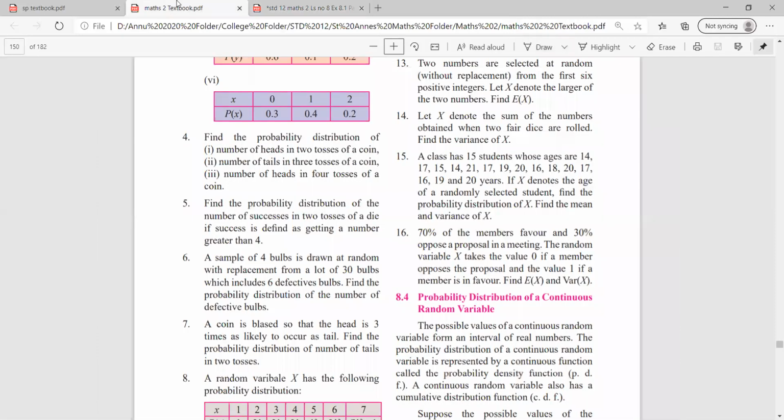So with this class, exercise 8.1 except 2 sums are completed. I hope you all must have followed the first part wherein we completed what is PMF and what is the cumulative distribution function of a discrete random variable. Discrete means those variables which can be counted. In the next session, we'll be starting with another new topic.